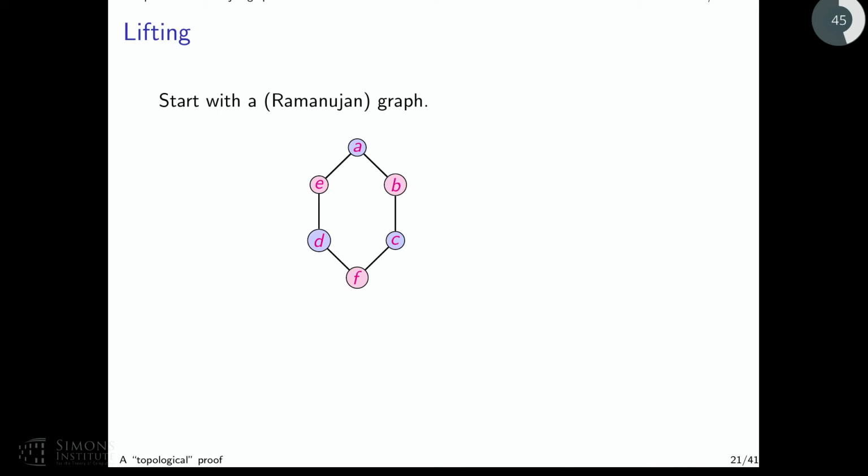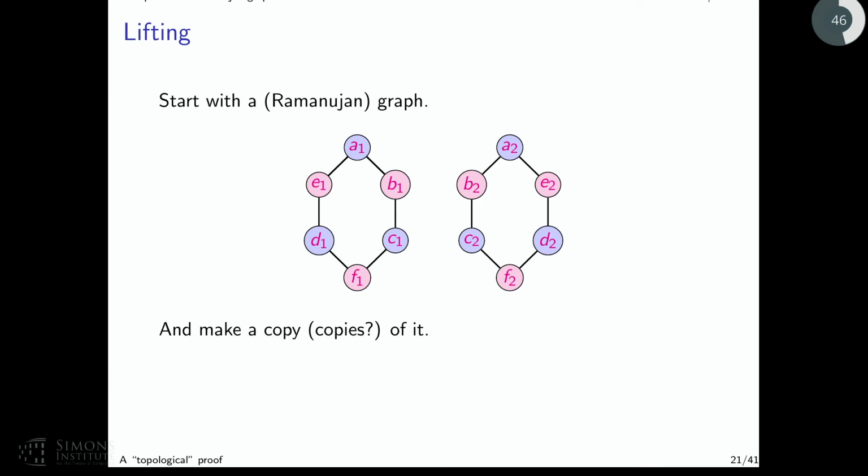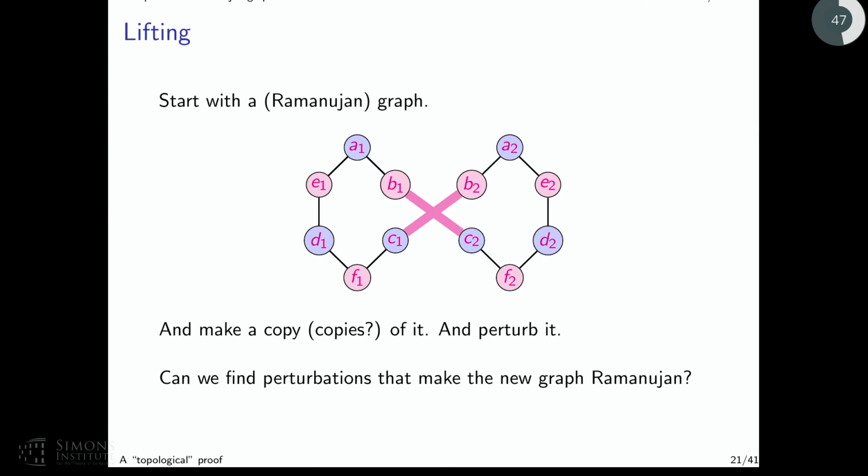And what does that mean in a graph setting? In a graph setting, you would start with a presumably Ramanujan graph, and then you would make a copy of it, possibly many copies, and then you would do some perturbation to these edges. The goal would be to find some perturbation that makes this new graph Ramanujan. Supposedly, since you started with the Ramanujan graph, that maybe is not as hard as just picking edges randomly.